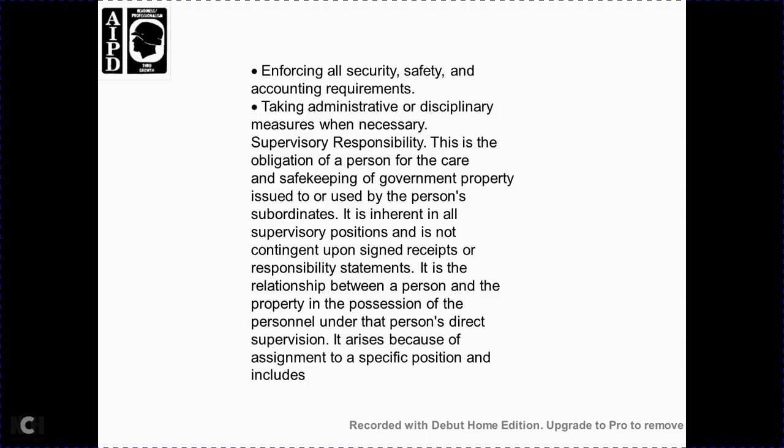Responsibility statement: the relationship between the person and the property of the position, personal or direct supervision, arises because of the assignment to the specific position. It includes providing proper guidance and direction, enforcing all security, safety, and accounting requirements, and maintaining the proper physical and psychological environment, with proper care and use of government property.